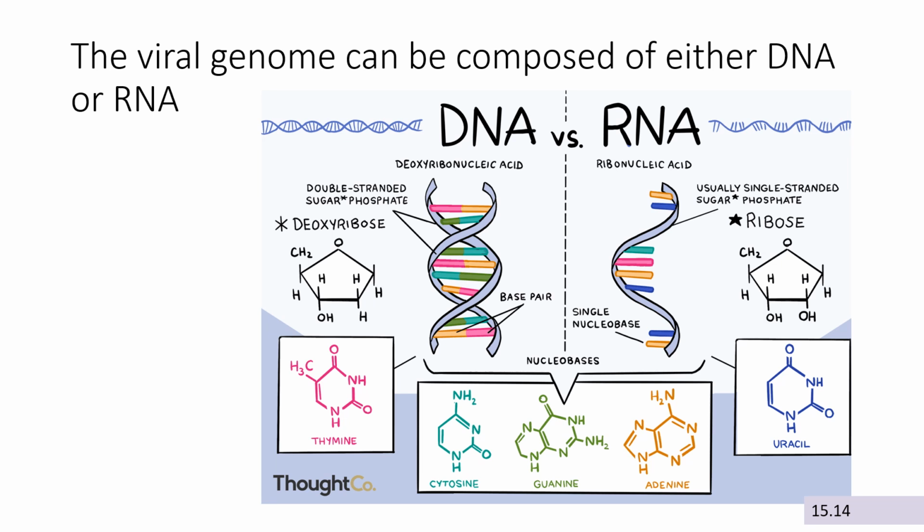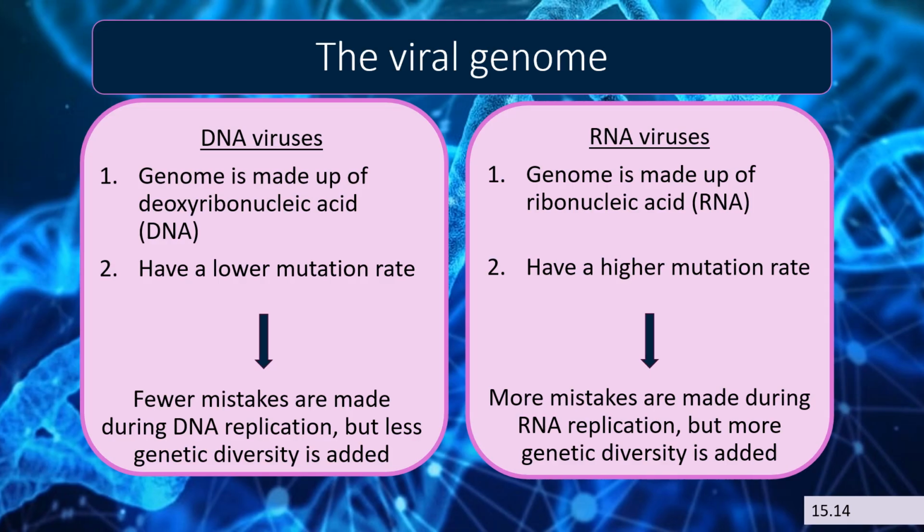A virus's genome can be composed of either DNA or RNA. If you remember back to any previous biology classes, both DNA and RNA have a sugar backbone and a series of base pairs that make up the code, and both encode instructions for creating proteins. So viruses can be either DNA viruses or RNA viruses. If you're a virus, there are pros and cons to being either a DNA or RNA virus.